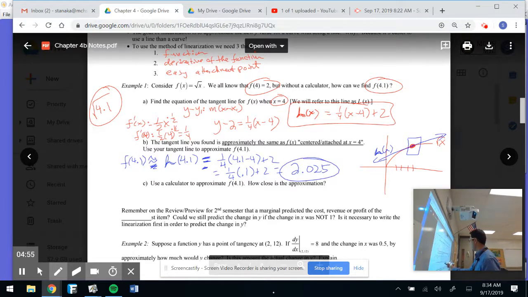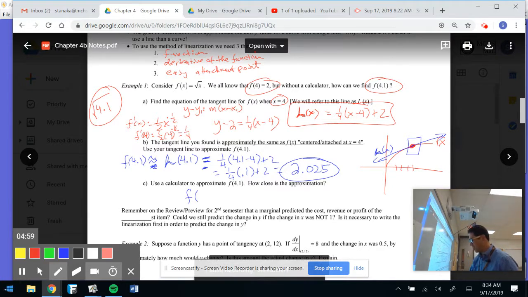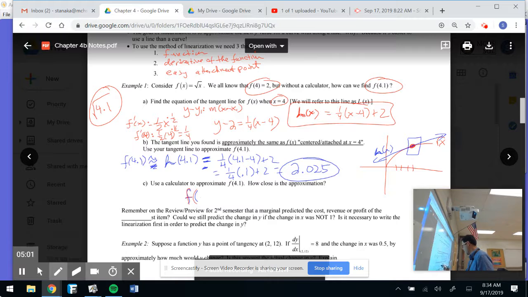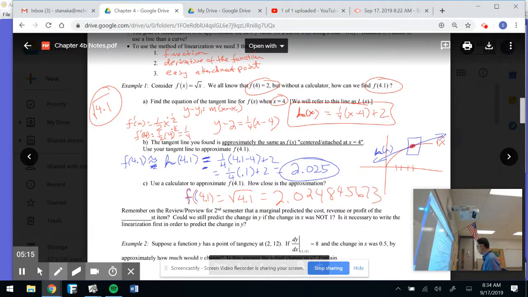We would like to know, how close is that to the actual value? Let's do color-coded and keep this legit, right? Because f is, I'm going to plug that in there. So it's the square root of 4.1. Let's see what we get if we put it into our calculator. 2.0248456. Oh, snap. This red, the actual, is really close to the blue.